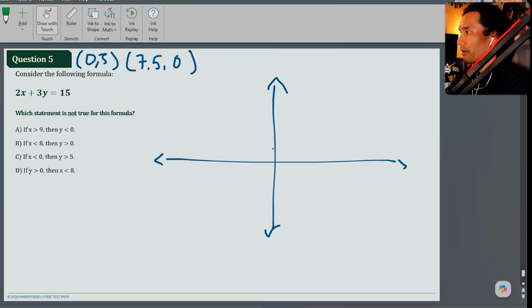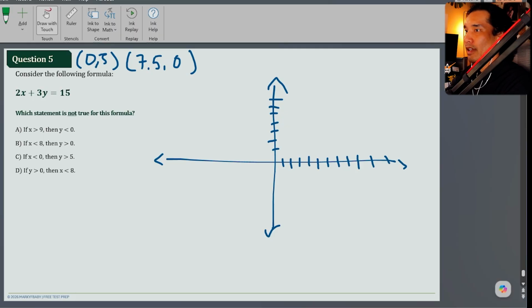Okay, 0, 5. 1, 2, 3, 4, 5. Okay, and then 7.5 here. 1, 2, 3, 4, 5, 6, 7, 8. And then our points right there. So 9, 10, 11, who cares, right?